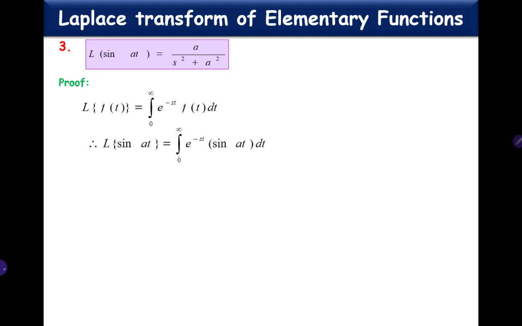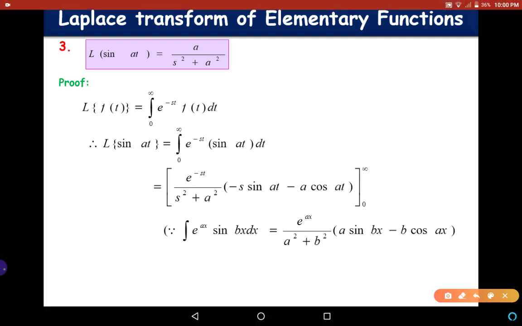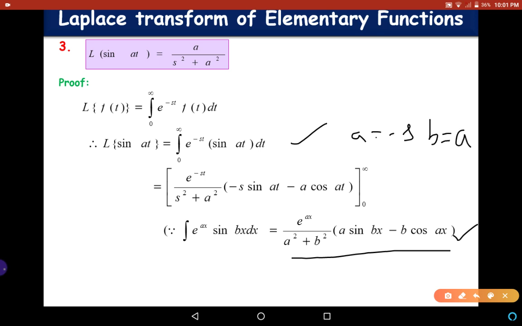Now to evaluate this integral, we use the formula: integral e power ax into sine bx is equal to e power ax by a square plus b square into a sine bx minus b cos bx. Here in this integral, a is minus s and b is equal to a. So if we substitute these values, we get e power minus st by s square plus a square into minus s sin at minus a cos at, in the limits 0 to infinity.